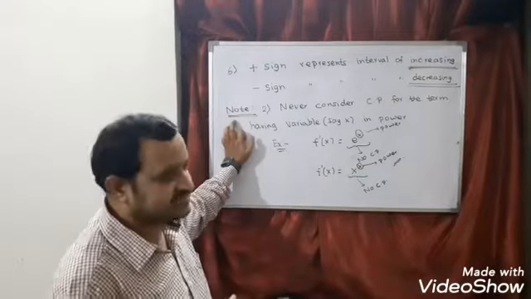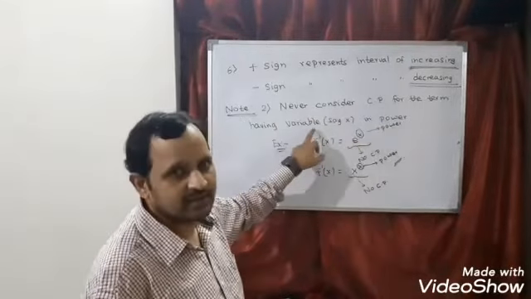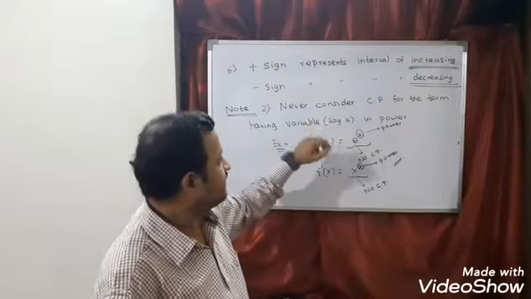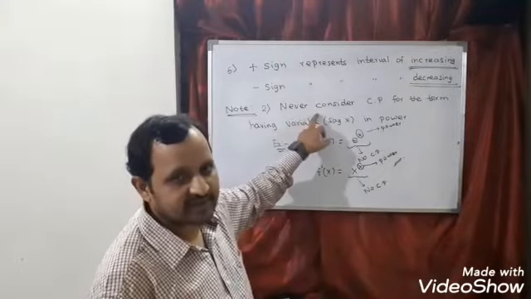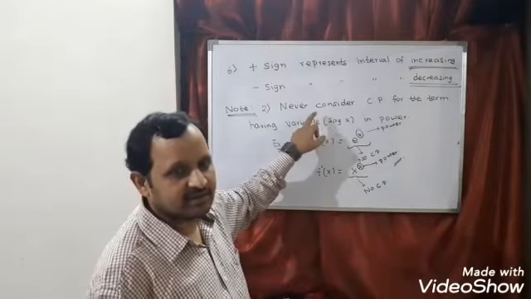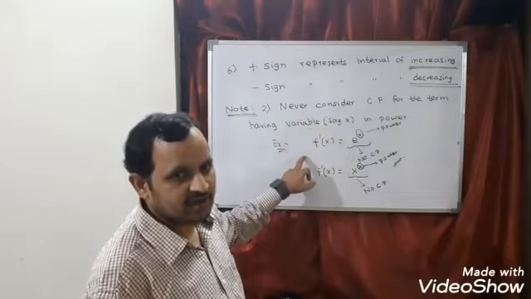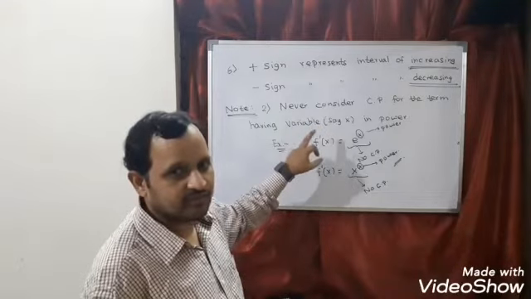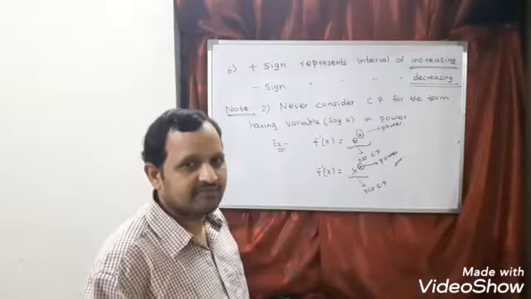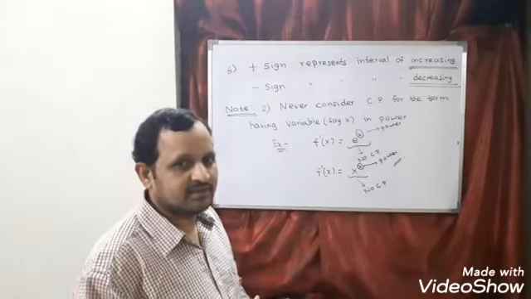And under note we have seen never consider critical point for the term having variable in power. And one more we have seen, whenever critical point is repeated, put same sign before and after that critical point which is repeated. So let us see how to make use of working rule in solving or in finding interval of increasing and decreasing function. Let us see one by one.